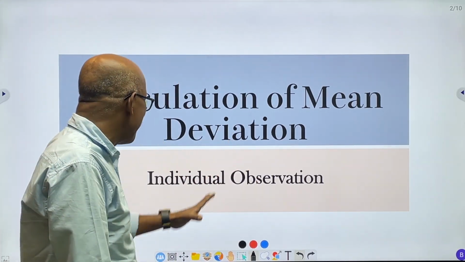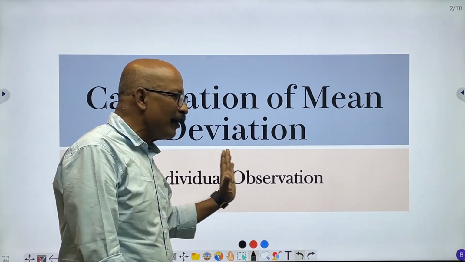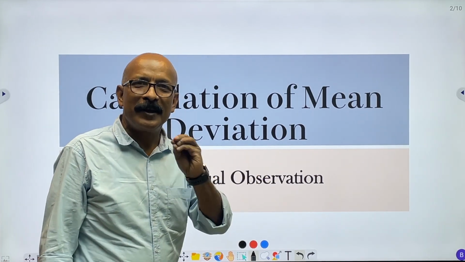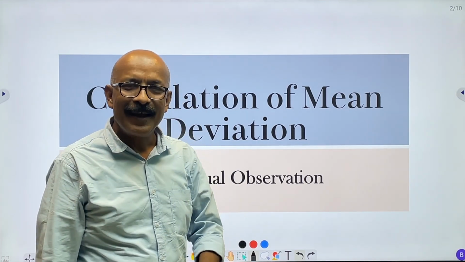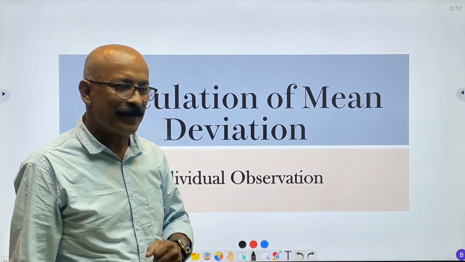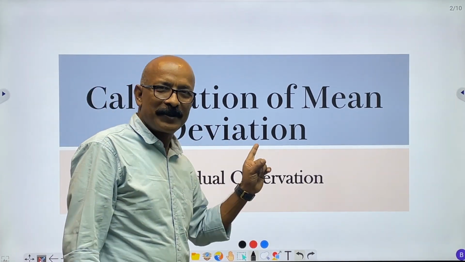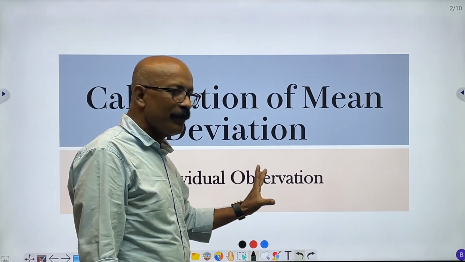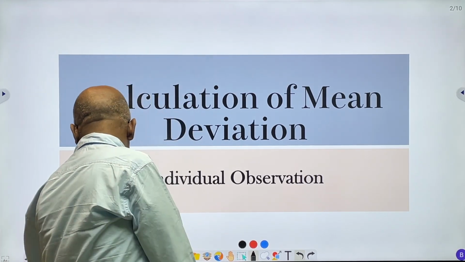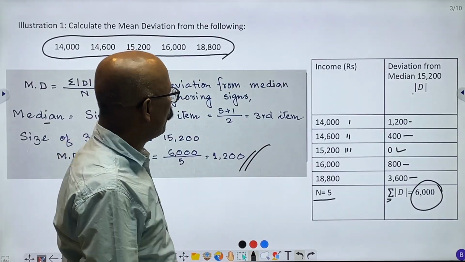Today we will discuss how to calculate mean deviation from individual observations. We know there are three types of data: one is individual series, another is discrete series, and the third one is continuous series. In this video we will see how to calculate the mean deviation from individual observations, or individual data. So without further delay, let's go.